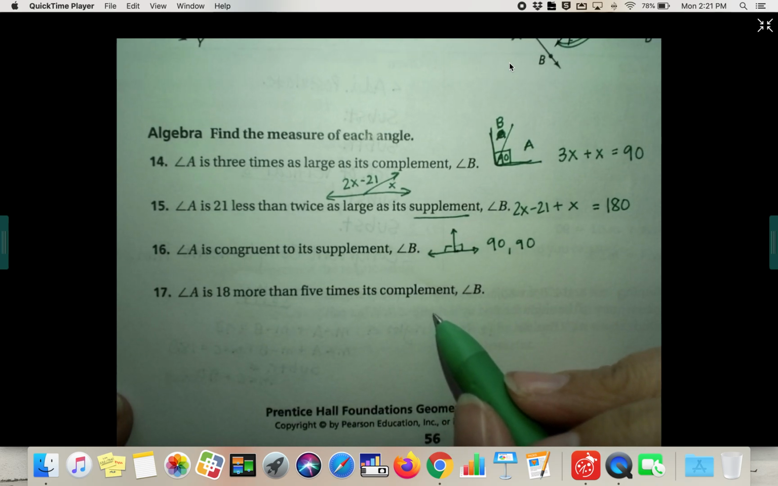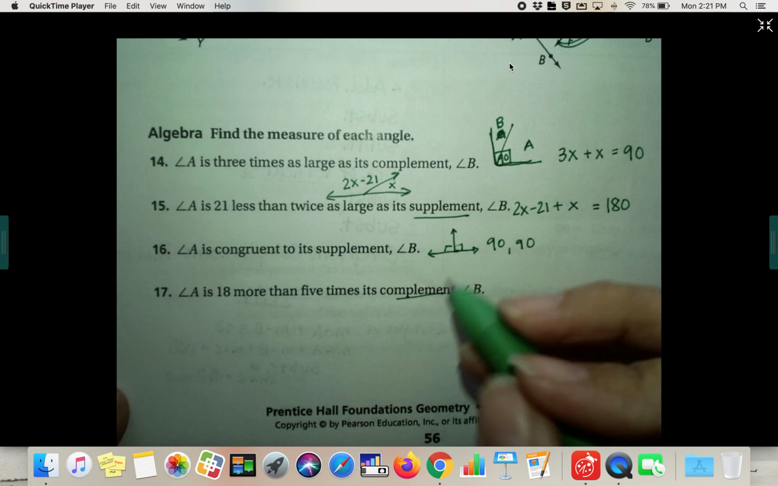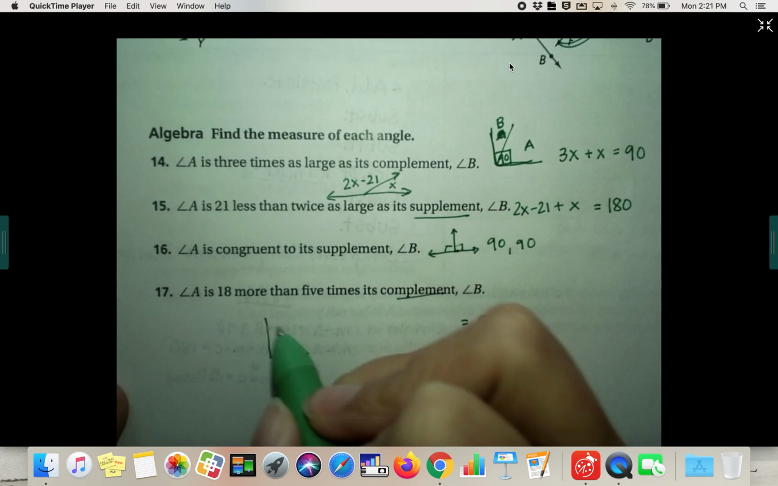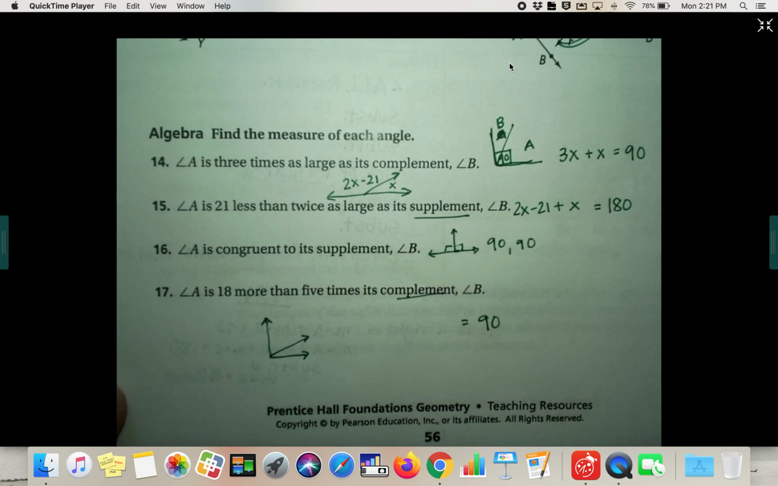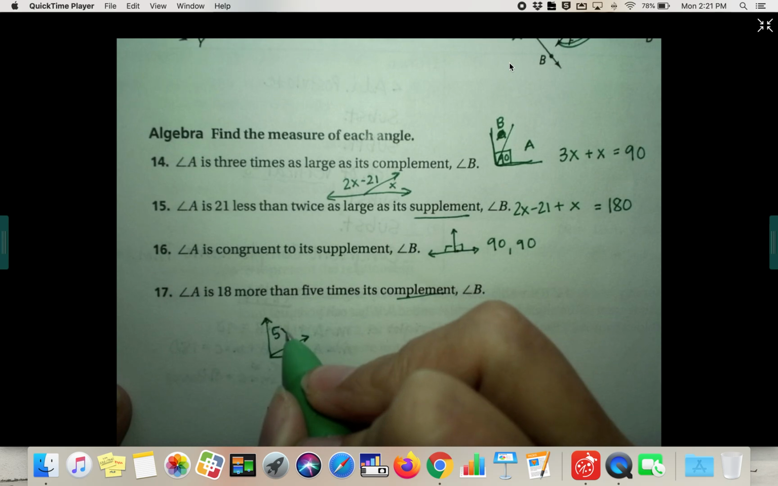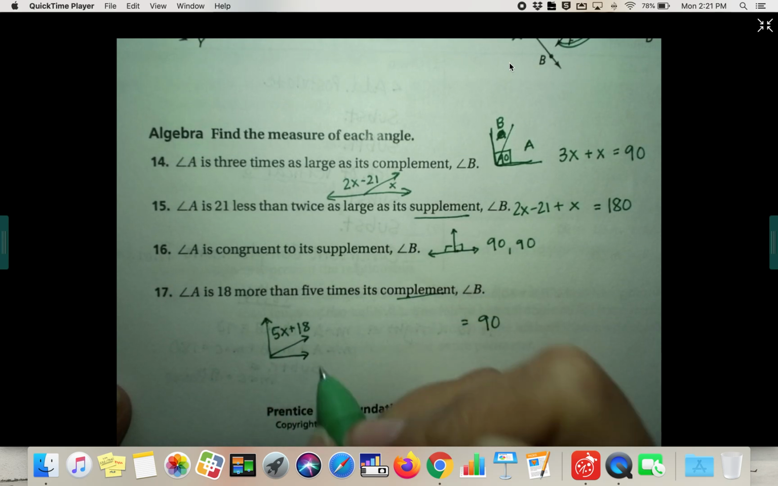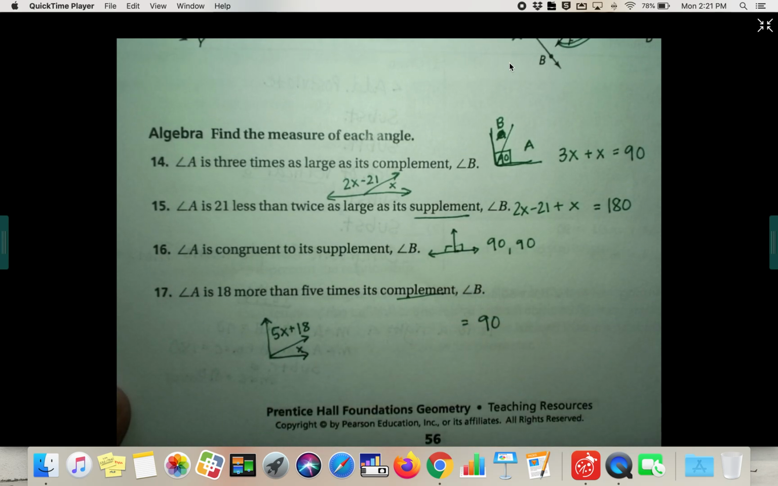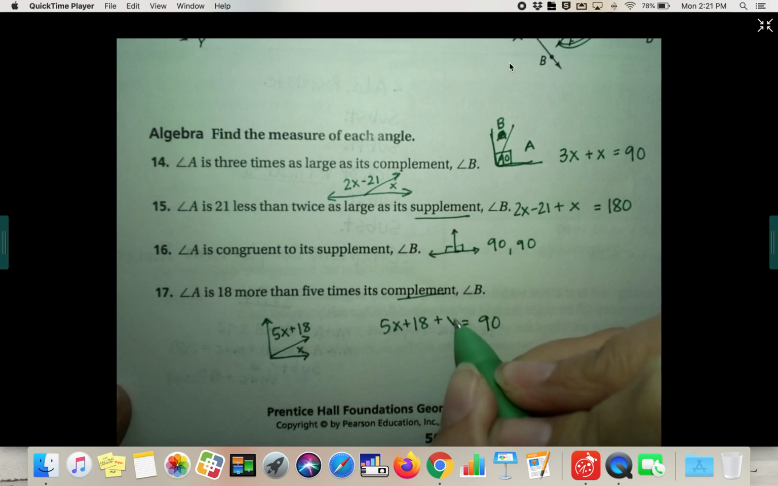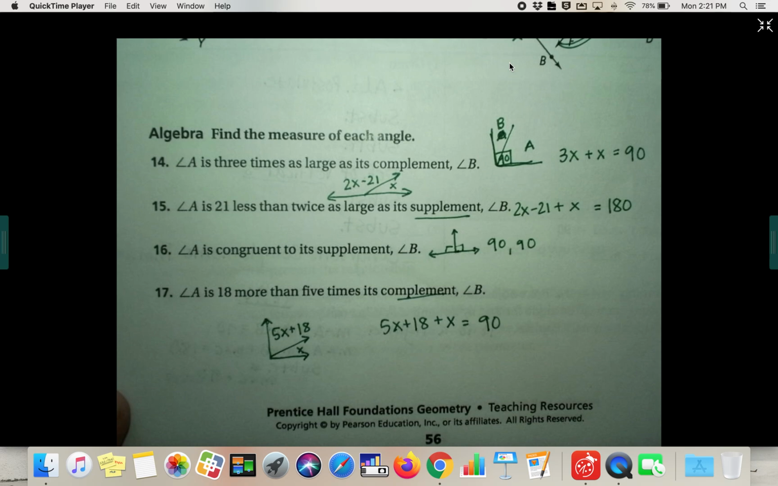Okay, and then the last one, angle A is 18 more than 5 times its complement. Complements add up to 90. So if you picture it, 18 more than 5 times, and then plus 18, its complement. So 5x plus 18 plus the other one equals 90. Solve it, get both angles. There's your algebra practice for today.